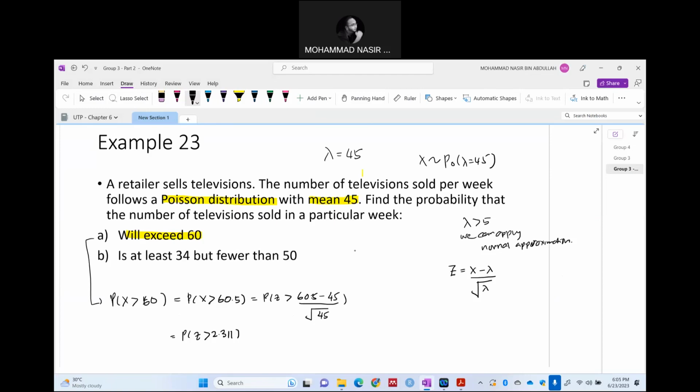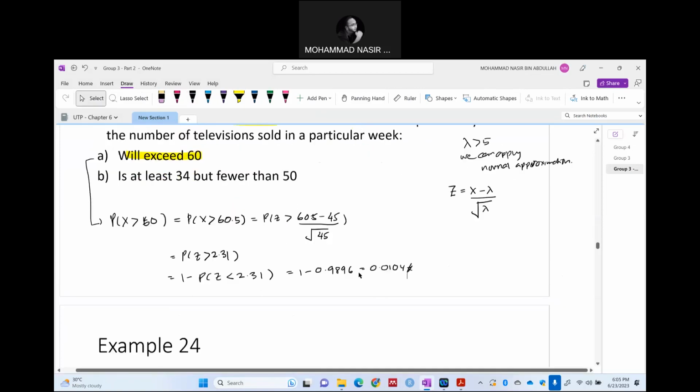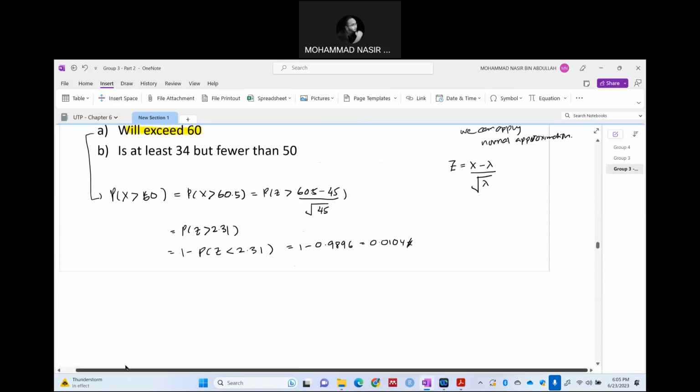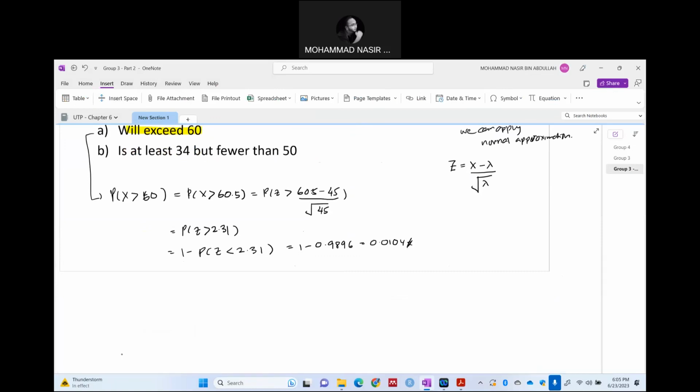So this one is probability of Z more than 2.3311. So we take 2 decimal points, 2.31. So this one should be 1 minus probability of Z less than 2.31, equal to 1 minus 0.9896, which is 0.0104. Okay? Simple, right?